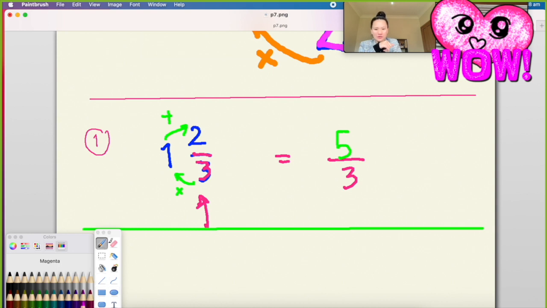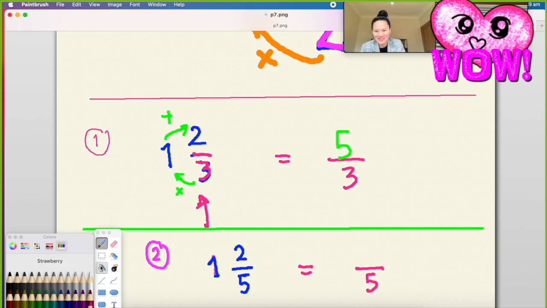How about number 2 here. Grace, you need to help me. Have 1 and 2 over 5. Okay, Grace, what is the answer? I'm going to give you a hint. Denominator always the same, so I write down over 5 first. Grace, can you help me please, step by step? 7. Yeah, because 5 times 1 is 5 and then plus 2 is 7. Very good, correct. You write down 7 here. Good job. Does that make sense?